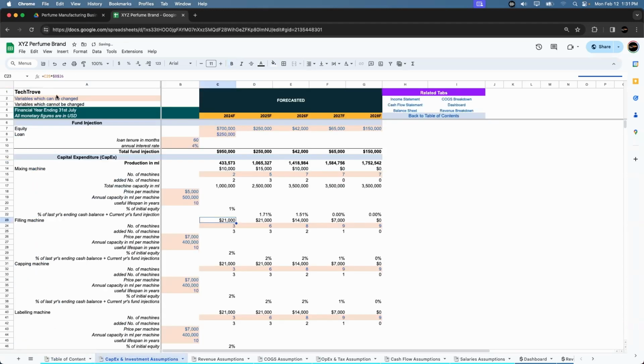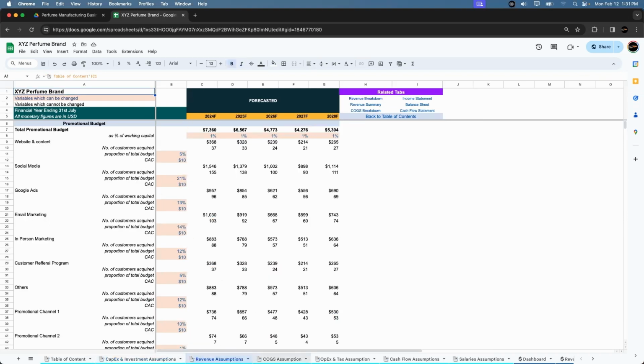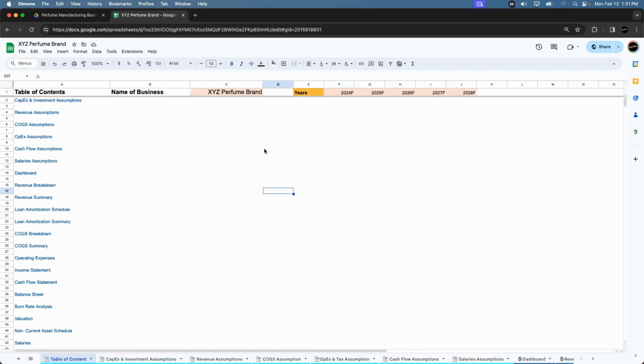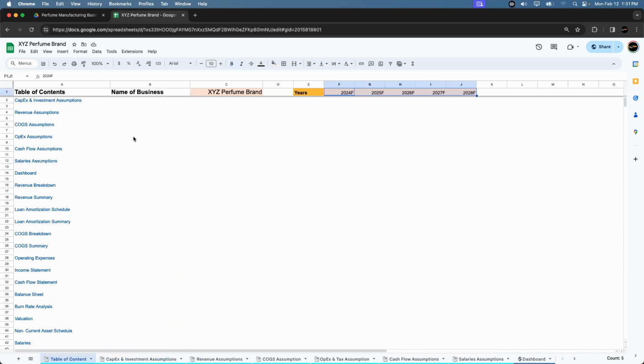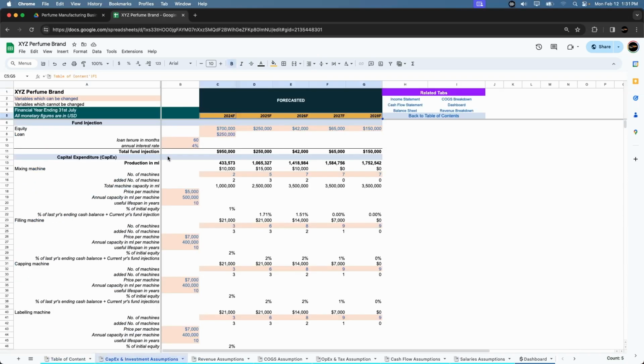You put the name in here, and it's going to be updated across all the sheets automatically. You don't have to write the name everywhere. Also, if you change the projection years in here, it's going to change the projection years across all the sheets and everything. So I'm not going to go into the basic stuff, so I'm going to take a dive into the actual thing in here.